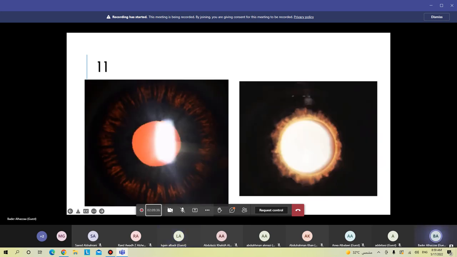As you can see here on the right side, we can see a mid-peripheral iris transillumination defect, which comes with PDS. And on the left, we can see a peripupillary iris transillumination defect, which comes with pseudoexfoliation. Okay, I think you mixed the right and the left here. The left one, yes, as you mentioned, mid. Right of the image, I mean.